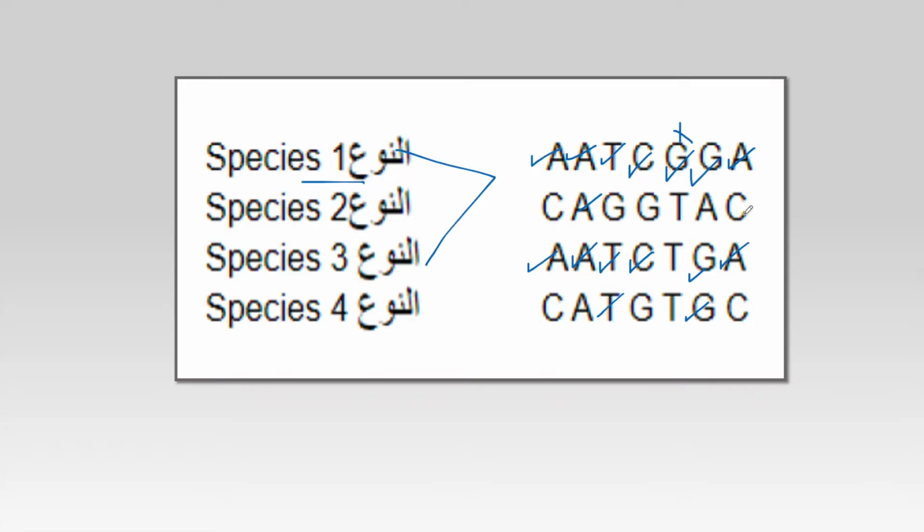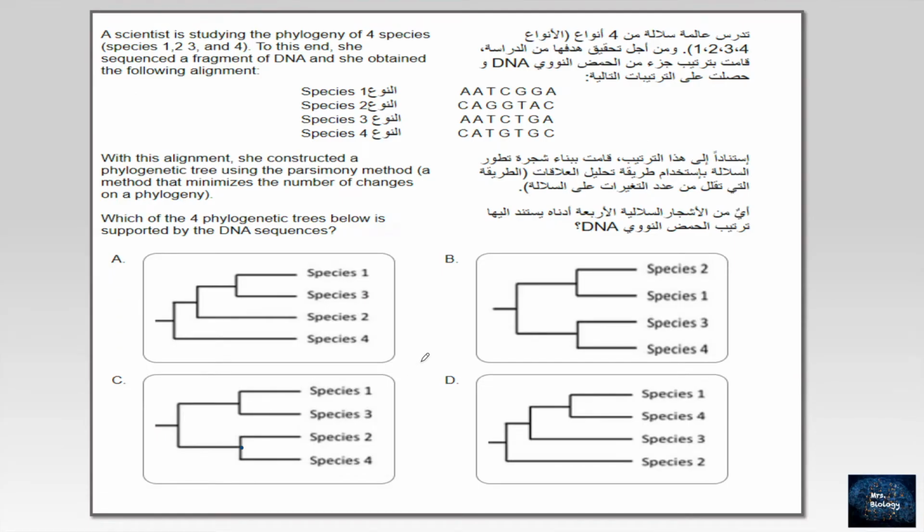Let me go back to the question and I'll come back here again. As I explained there, 1 and 3 should be very close and related. So we can exclude options B and D, and we should focus on options A and C. How will we decide which one? We have to focus on 2 and 4. Are they close like 1 and 3? I mean, sister taxa, or not? Come back with me.